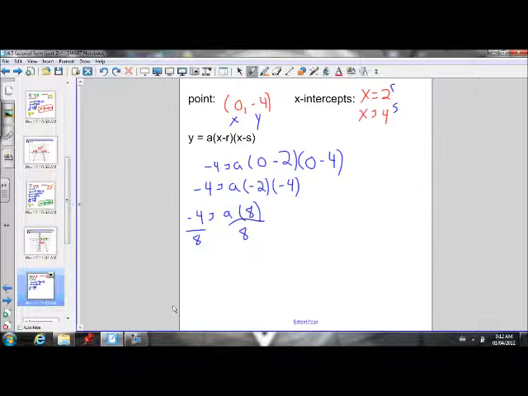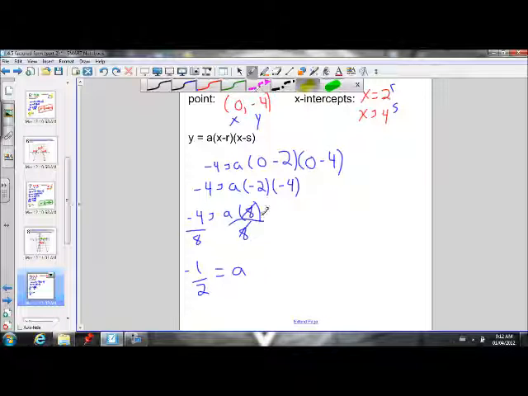And we're getting a familiar a value here. -4 divided by 8 is -1/2 when we simplify it. Our a value is -1/2. Our x-intercepts are 2 and 4. That is all we need to write the equation.